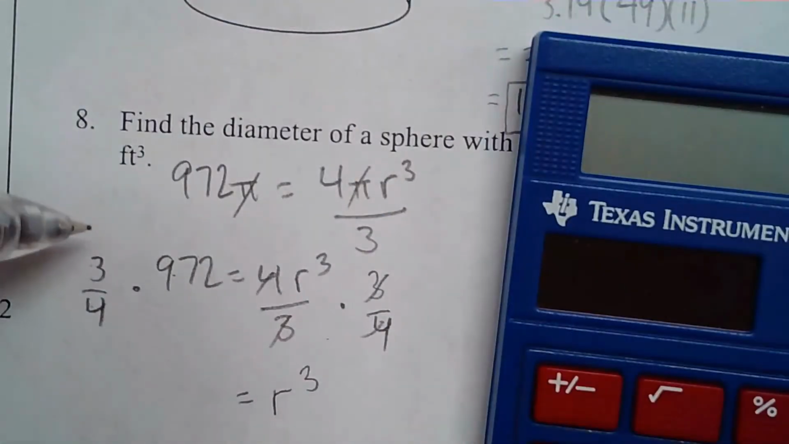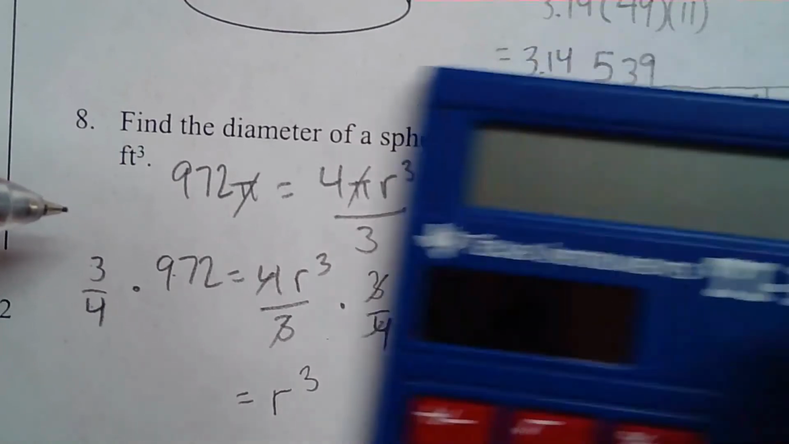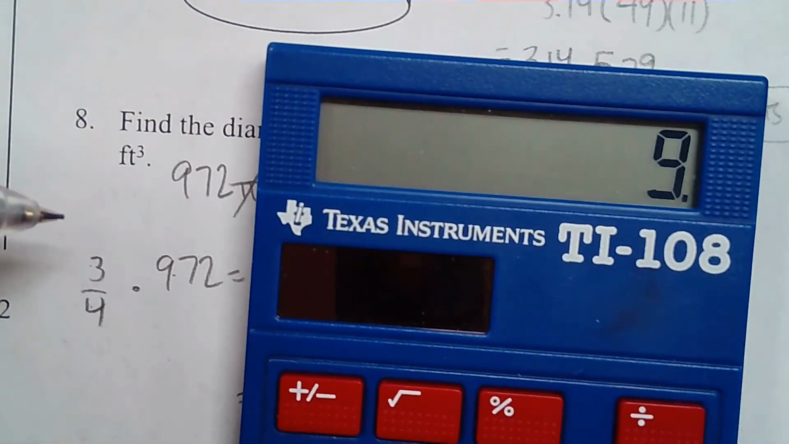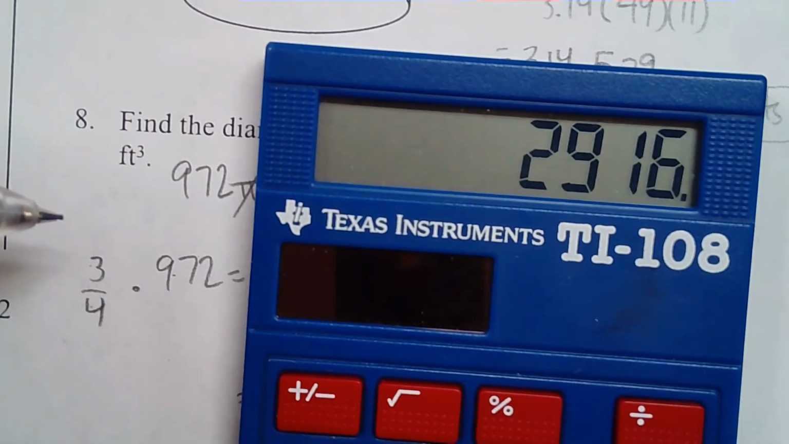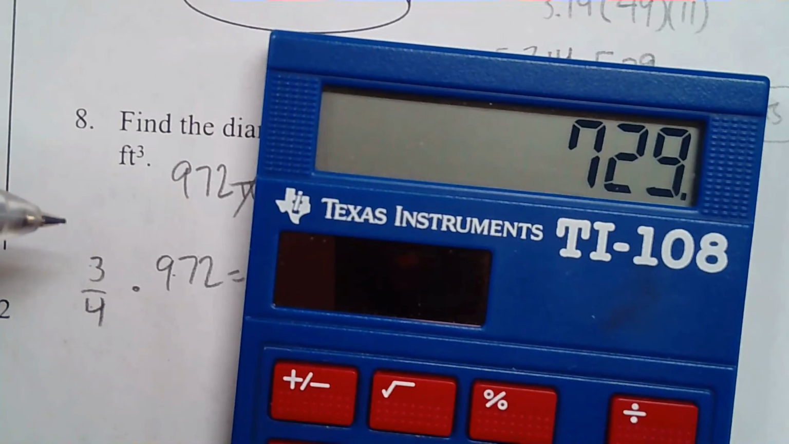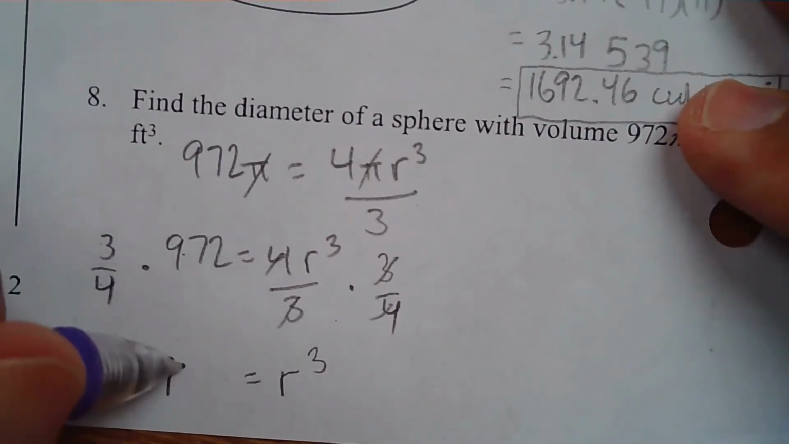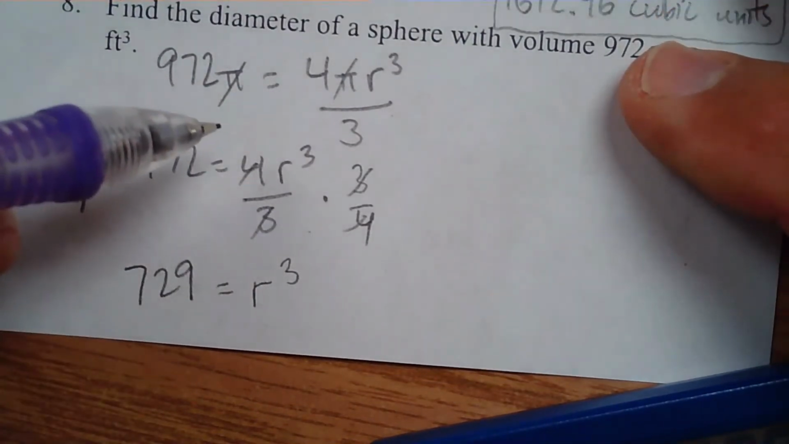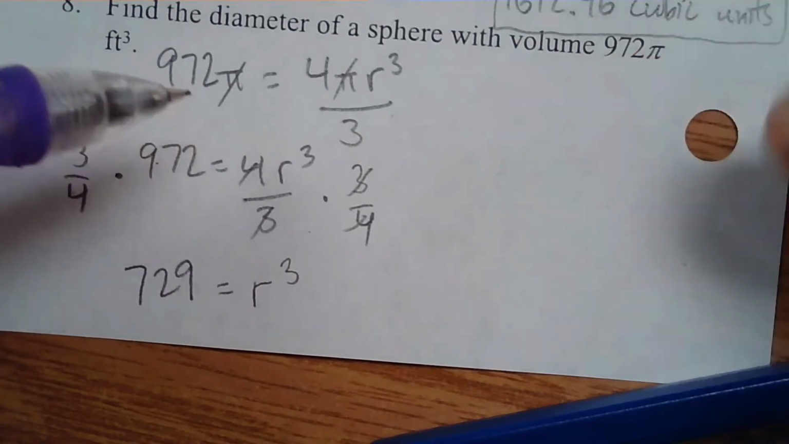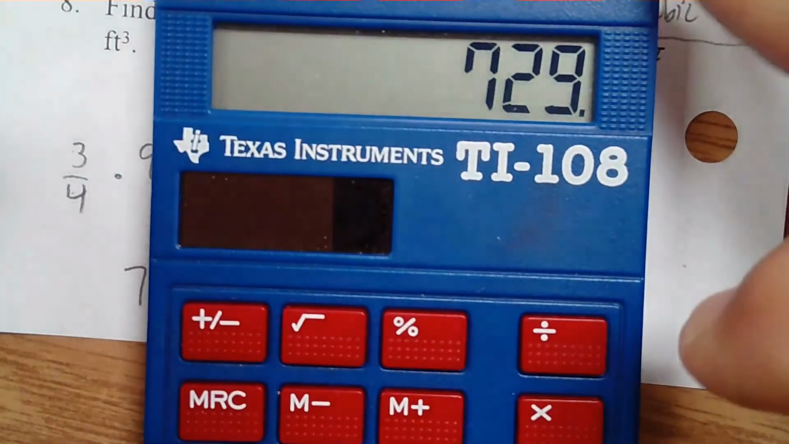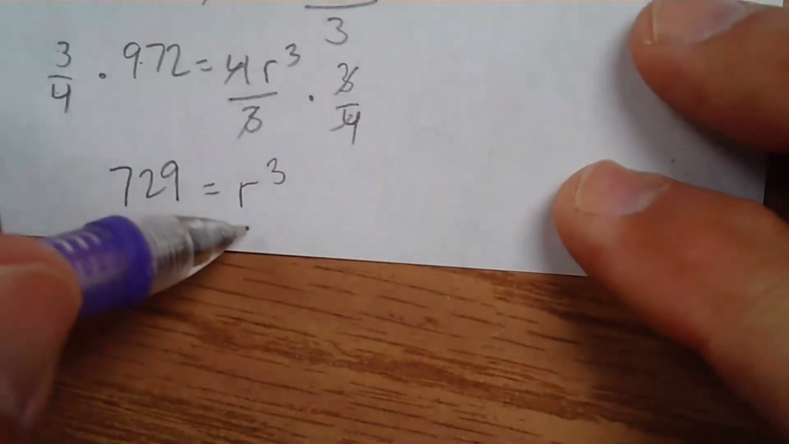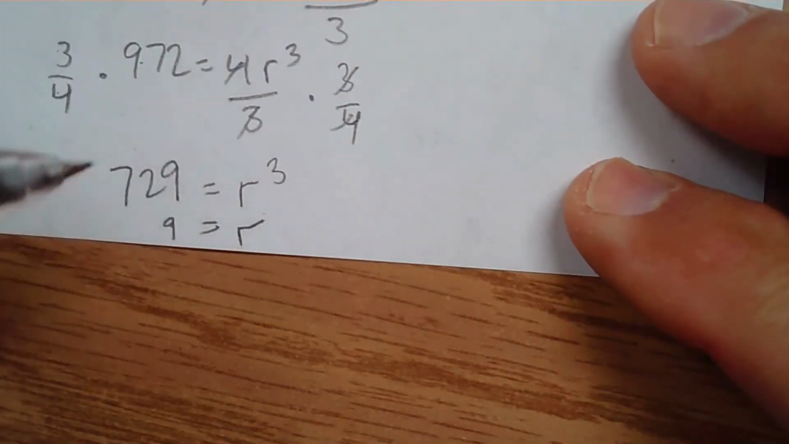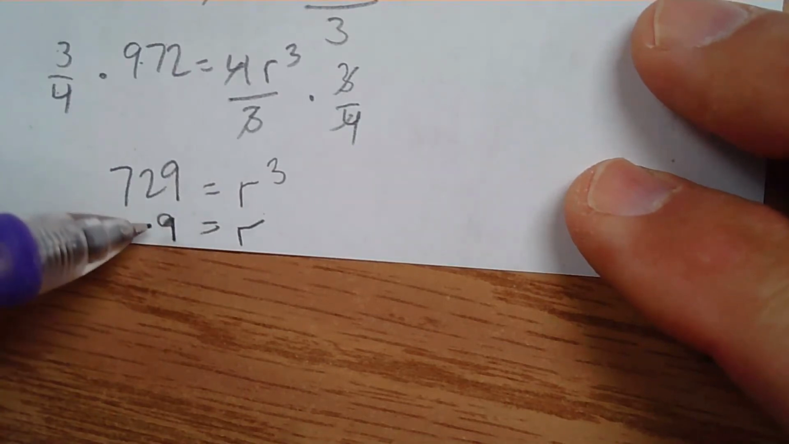And 3 times 972 is equal to that, and I bet you can divide this by 4. 729. And then, what times itself 3 times is 729? Well, it ends up being 9. How do you get that from here? You don't. You've got to kind of know your cubes, and I'll show you in a minute. So that means R must be 9, because 9 times 9 is 81, and 81 times 9 is 729.